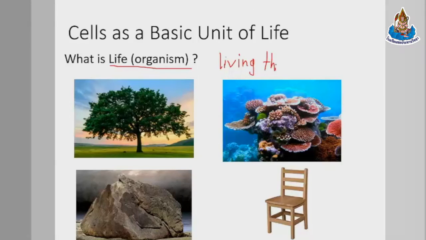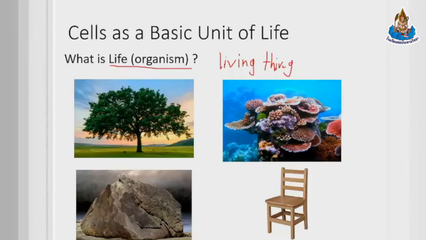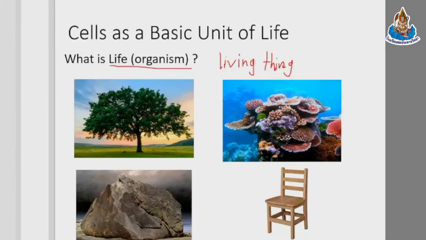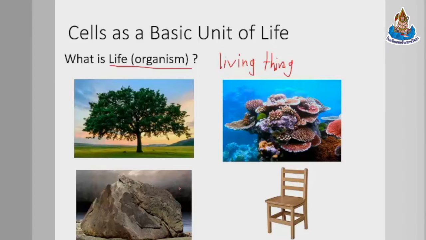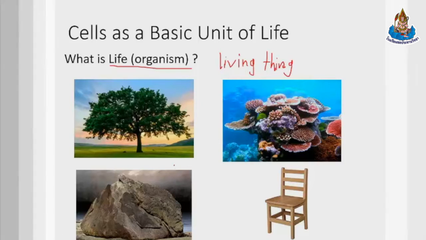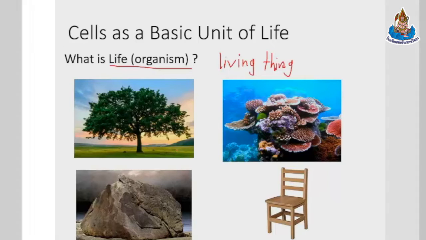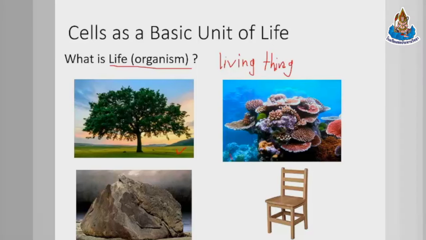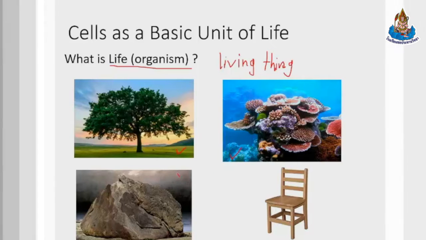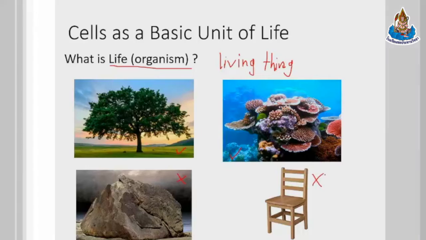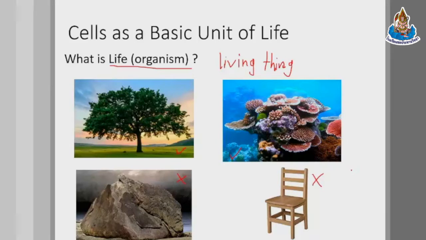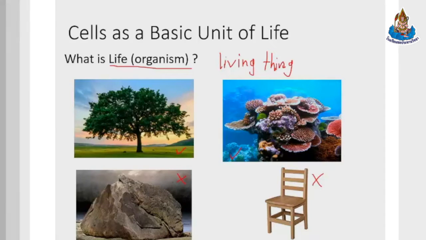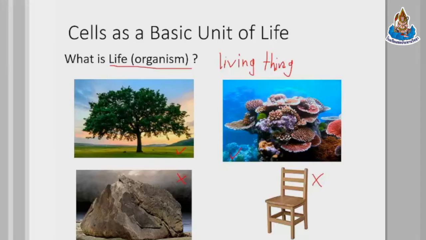The first picture is a tree. The second picture is coral. The third is logs. And the last one is a chair. Tree is a living thing. Coral is a living thing. But log and chair aren't. How can you tell that tree and coral are living things, but log and chair are not?